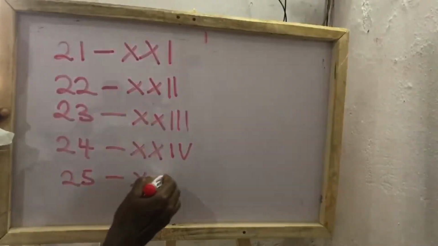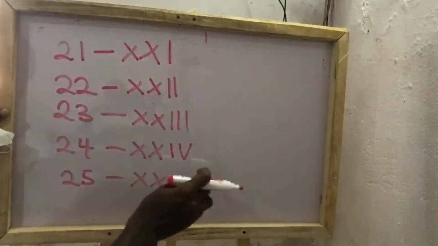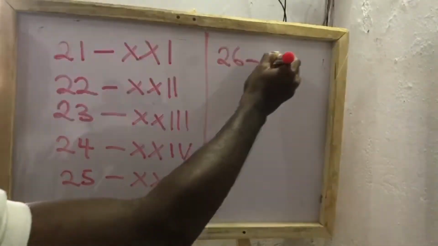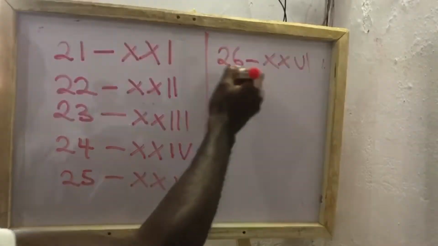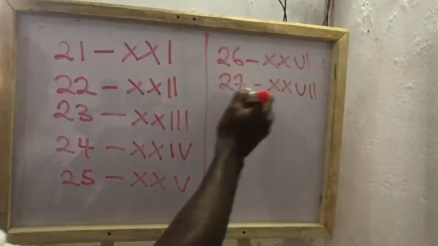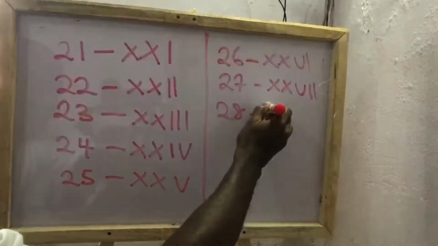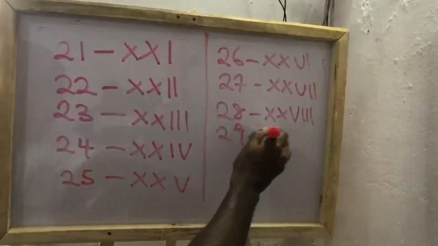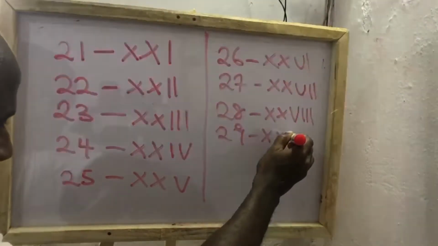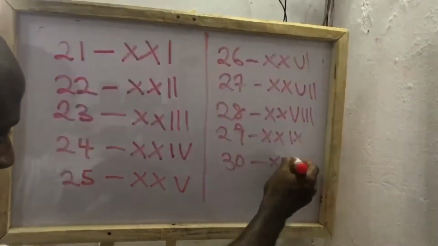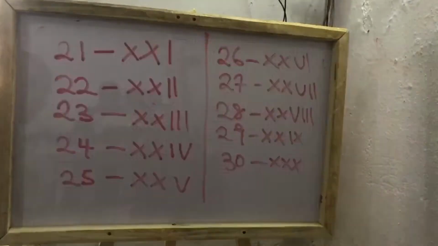25 will be XXV. 10 plus 10 plus 5, that is 25. 26 will be XXVI. 27 will be XXVII. 28 will be XXVIII. 29 will be XXIX, 10, 10, 20, IX, that is 29. 30 will be XXX. And it's 10 plus 10 plus 10, making 30.